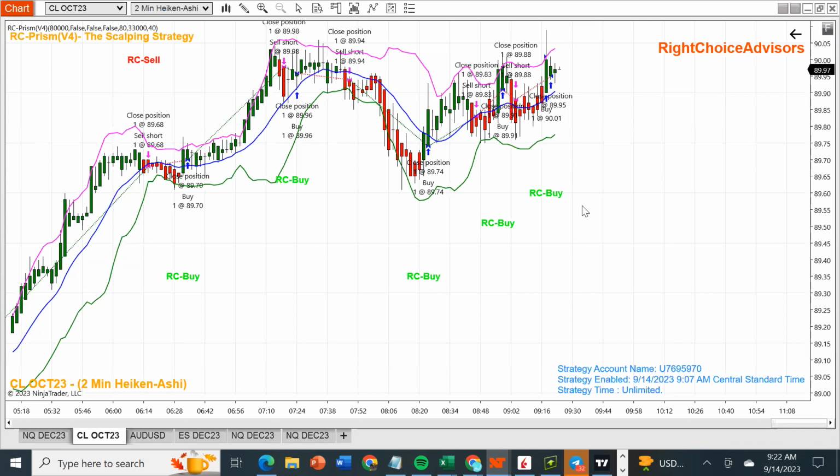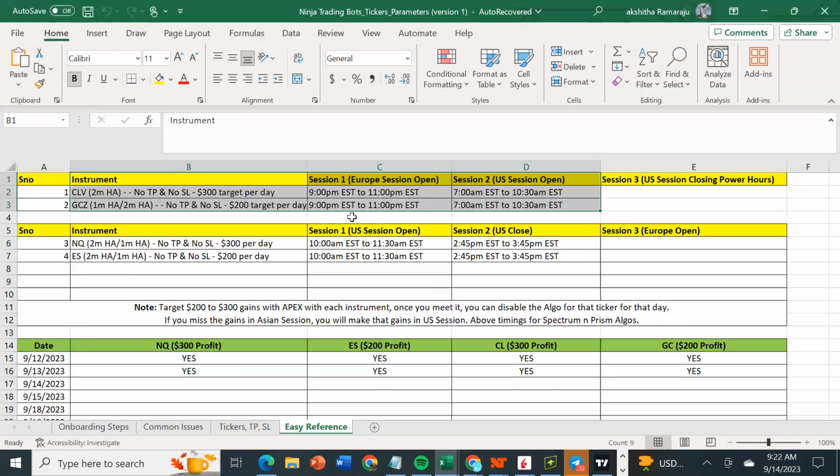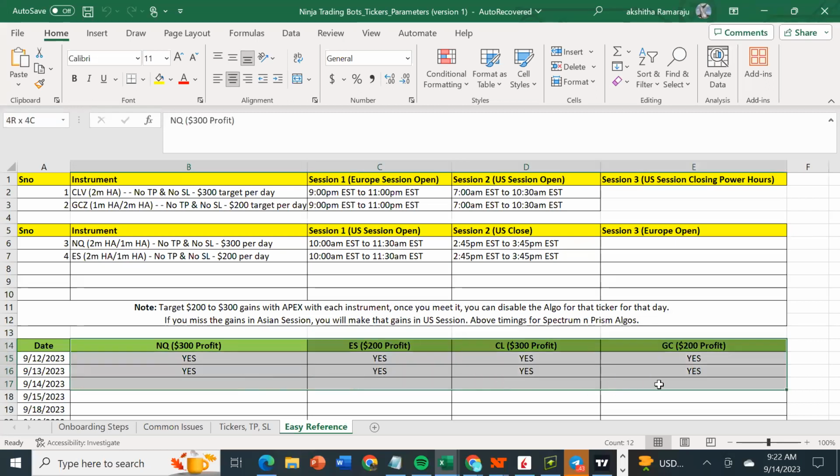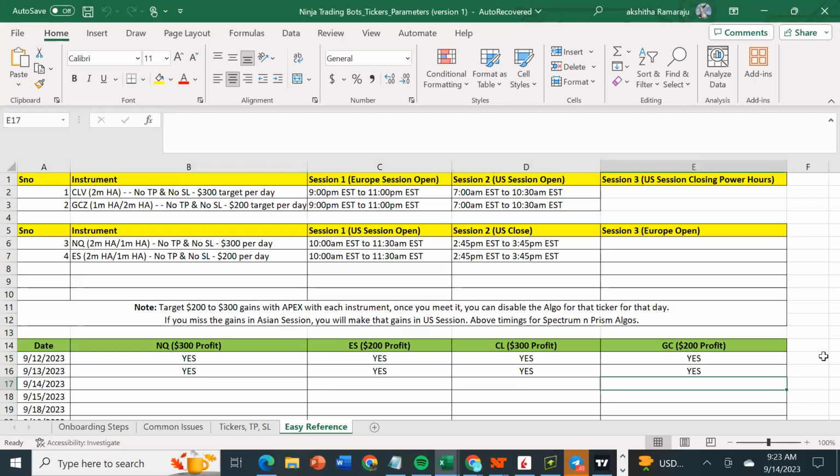So that's why we are adding a parameter. We have an Excel where we suggested that. Let us go with this: $200 to $300 profit on NQ, $200 on ES, CL, GC every day. Once we reach that, basically we want to disable the bots. Last 2 days we made these gains. Today NQ and ES already gave those profits. CL also moved. That is our target objective, to make these gains. Whether you do it in Apex or in your individual accounts, it is up to you.